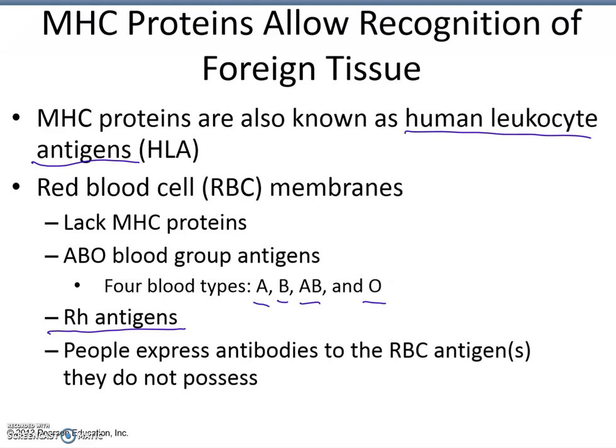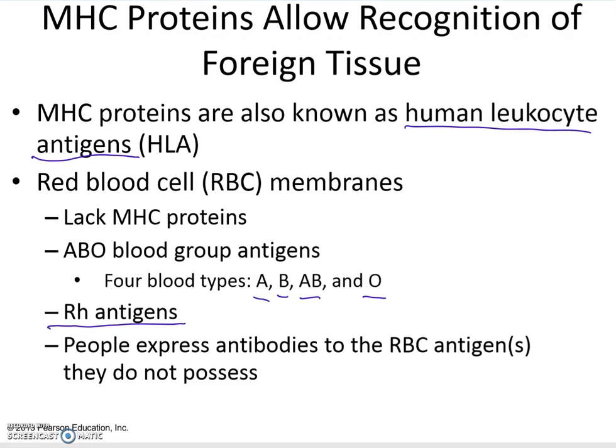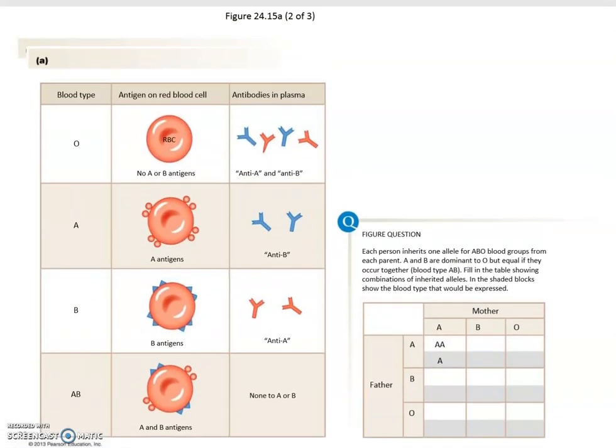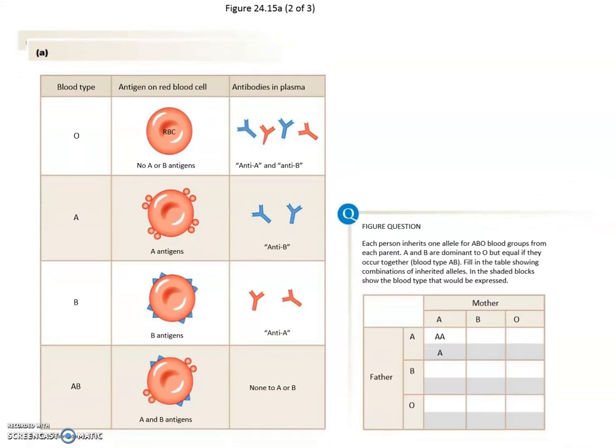In general, people express antibodies to the red blood cell antigens they do not possess. In other words, if I'm blood type A, then I typically have anti-B antibodies. So I would not be compatible with type B blood. But let's take a look at what happens here.